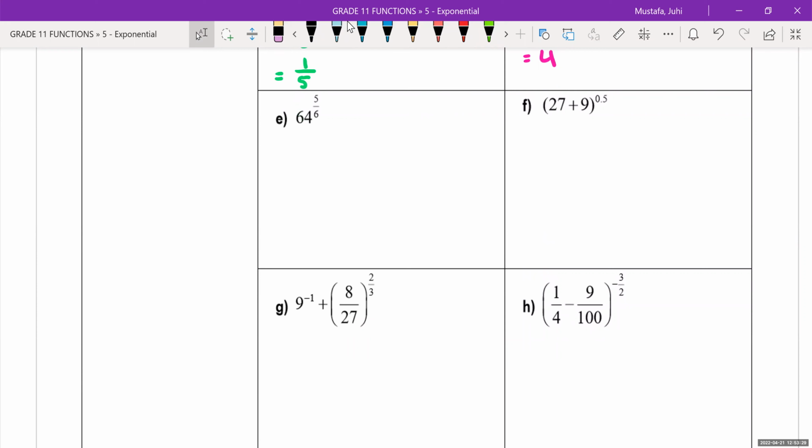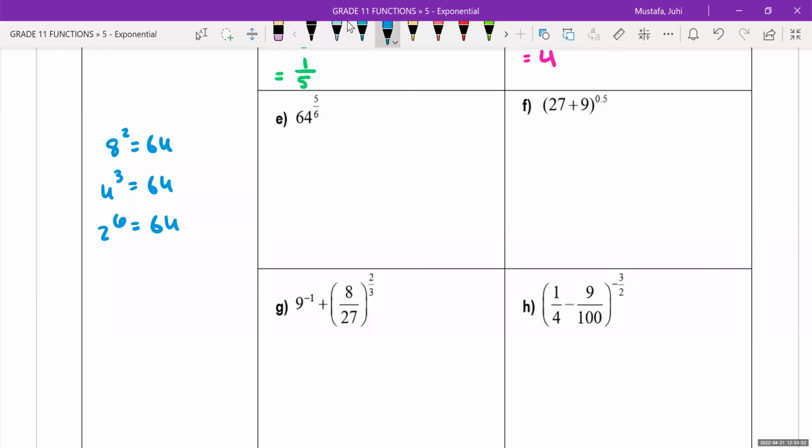Okay, for the next example, we have 64. So there are actually a couple of options for this. What do you guys see on your chart? 8 to the power of 2 is equal to 64. What else? 4 to the power of 3 is equal to 64. And there should be one more. 2 to the power of 6 is equal to 64.